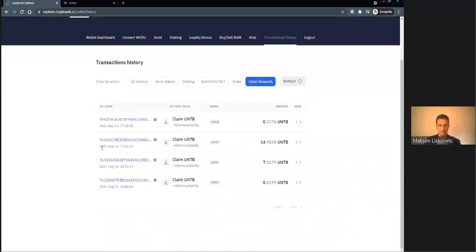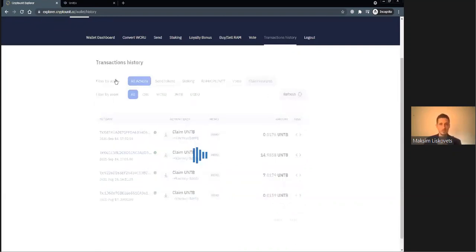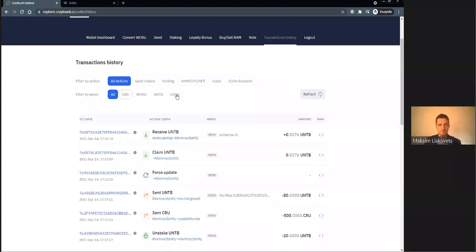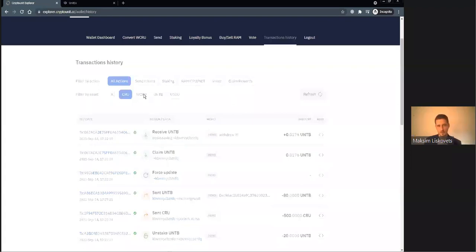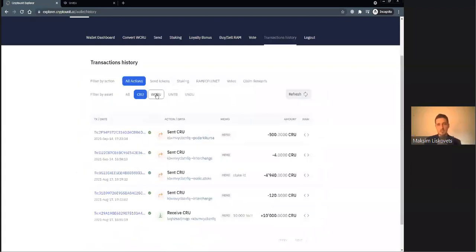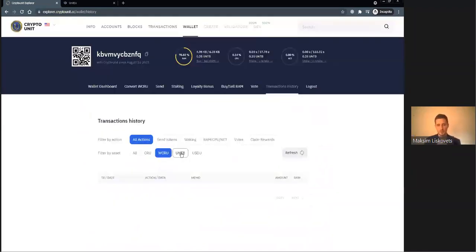And here you see that today, the 14th of September, I pressed this button, claim UNTB, twice. First of all, I claimed 14 UNTBs. And secondly, I clicked this button and claimed this amount of UNTB in your eyes. And you see that we may filter by asset, by CRU, World CRU token, by UNTB, by USDU. So by the type of asset you worked with.